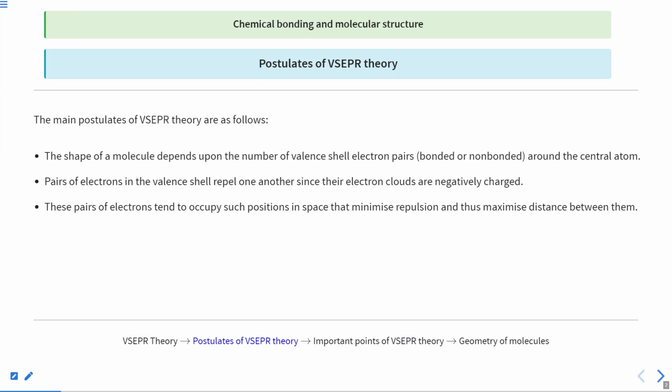The main postulates of VSEPR theory are as follows. The shape of the molecule depends upon the number of valence shell electron pairs around the central atom. Whether they are bonded or non-bonded, all those electrons should be considered. Pairs of electrons in the valence shell repel one another since their electron clouds are negatively charged. These pairs of electrons tend to occupy positions in space that minimize the repulsion. So you have to simply arrange the atoms such that the repulsion is minimized by maximizing the distance between them.